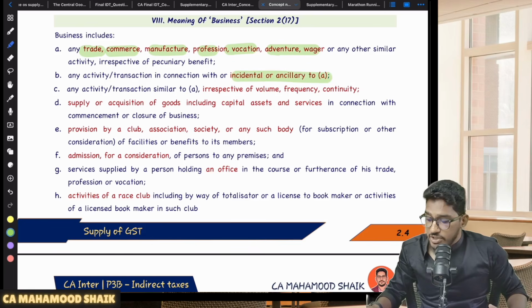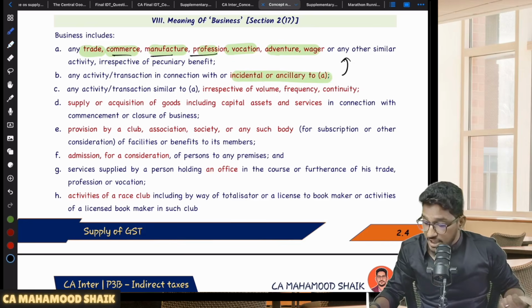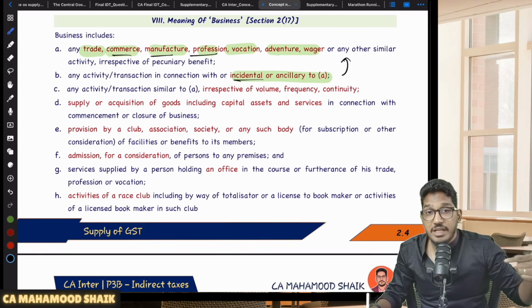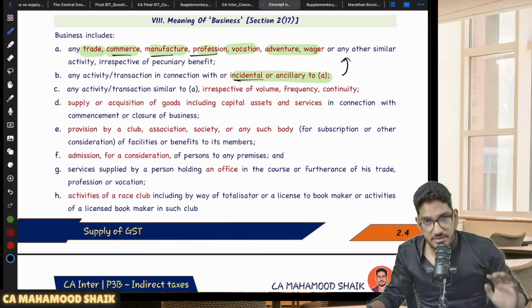Any activity in connection with or incidental to the above is also covered. So any trade you are doing, any commerce you are doing, any manufacture you are doing, that is business. In relation to that, if you are doing any supplementary activity, any incidental activity, any ancillary activity, that will also fall under the business definition.